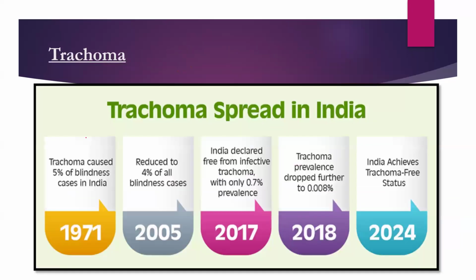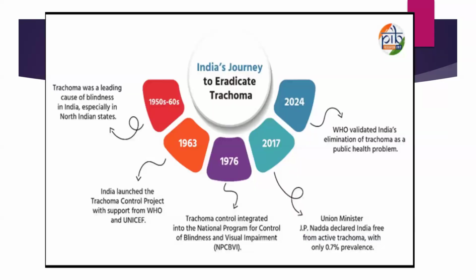Now, the trachoma spread in India. This is directly taken from PIB, what the government has mentioned. In 2017, India was declared free from infective trachoma, because the prevalence was only 0.7 percent, and now in 2024 we have achieved it overall. Now here, India's journey to eradicate trachoma is also mentioned. India has launched multiple initiatives. One of the major initiatives is the trachoma control project, an initiative led by WHO and UNICEF, because this mostly affects children. Finally, trachoma was integrated into the National Program for Control of Blindness and Visual Impairment. So 2017 declared free, 2024 WHO validated the same.